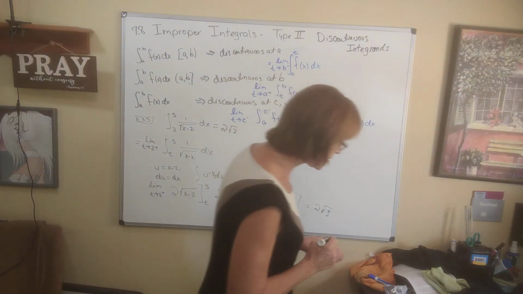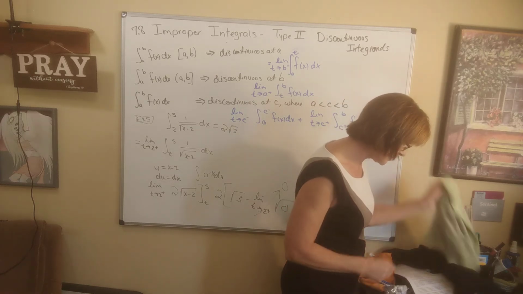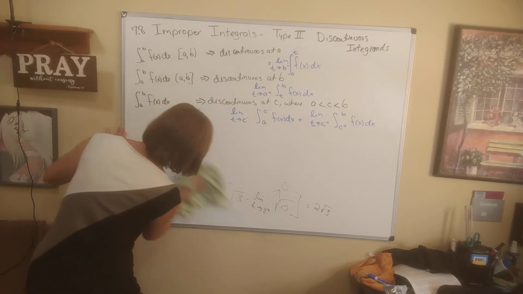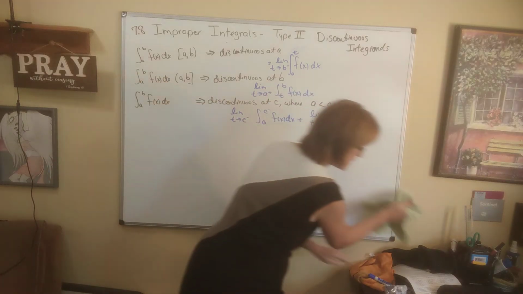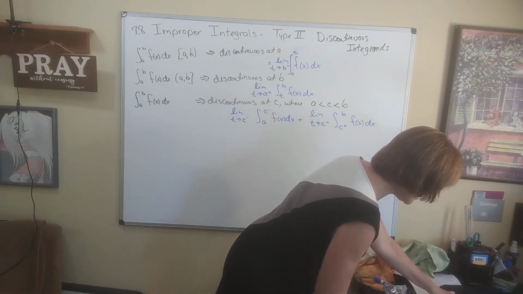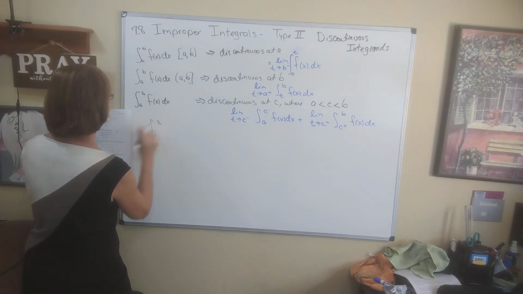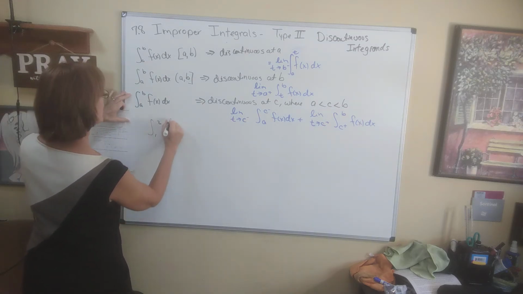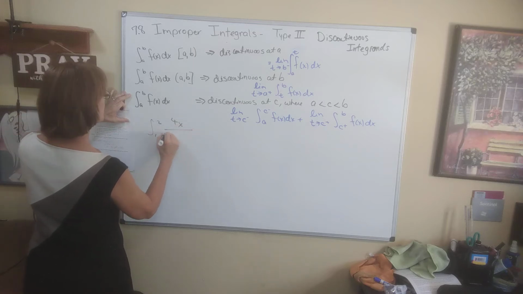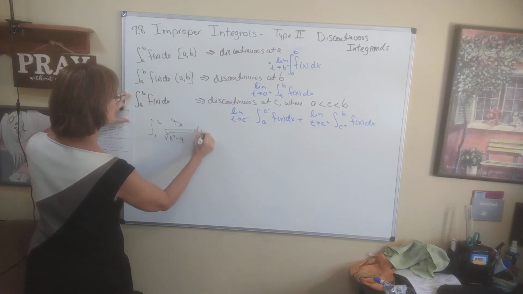Let's do one more. Let's look at one where it has a discontinuity in the middle of the integral somewhere. So let's have a look at how we handle that. This is example 6. It goes like this. We've got the integral from 1 to 2 of 4x over the cube root of x squared minus 4 dx.